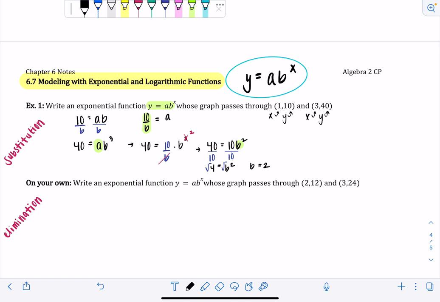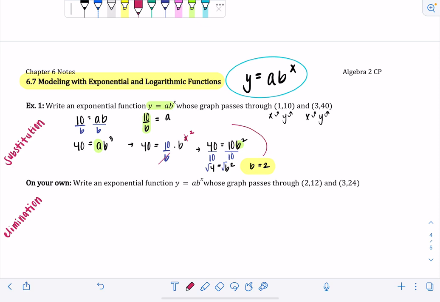And you don't have to do plus or minus 2, because for an exponential, technically the base could only be a positive number. You can't have the base of an exponential be negative, because then the graph ends up oscillating and doesn't take that true exponential form. Okay, so we have our b value.